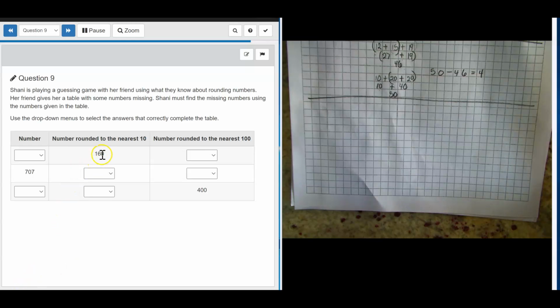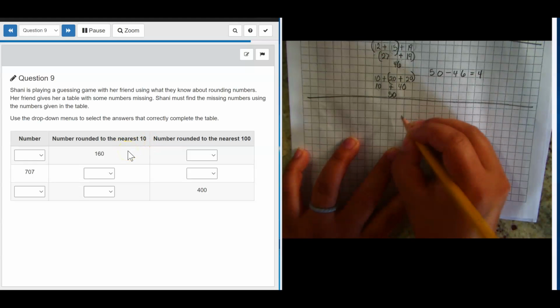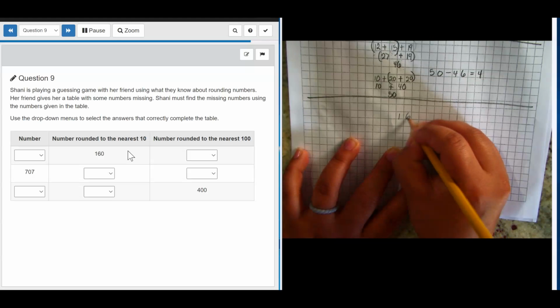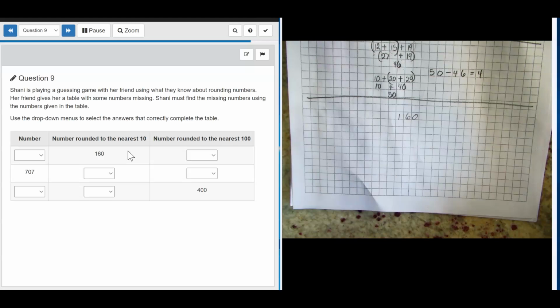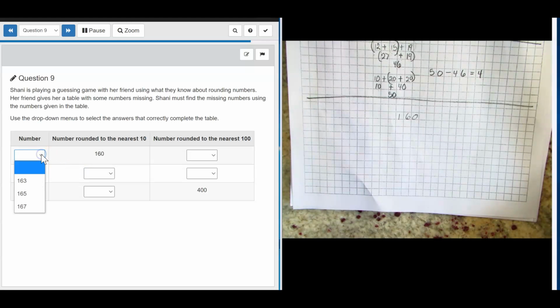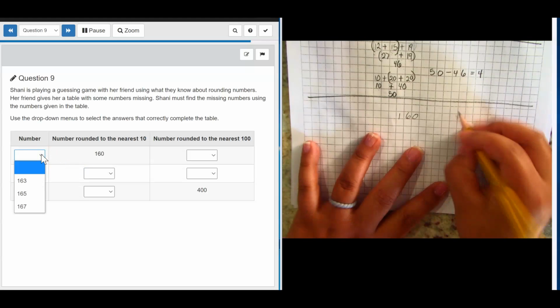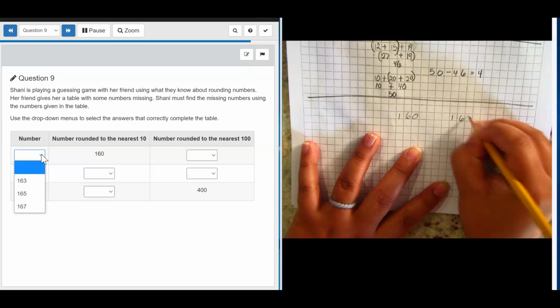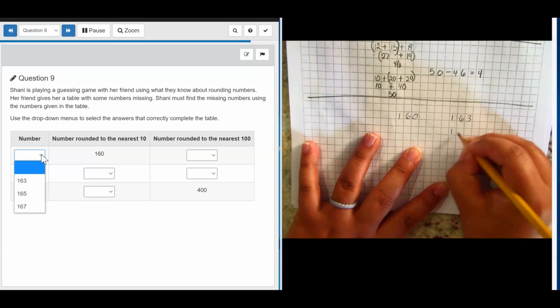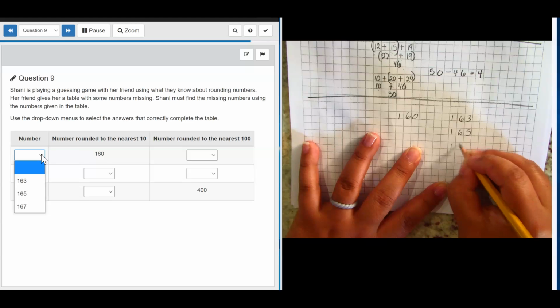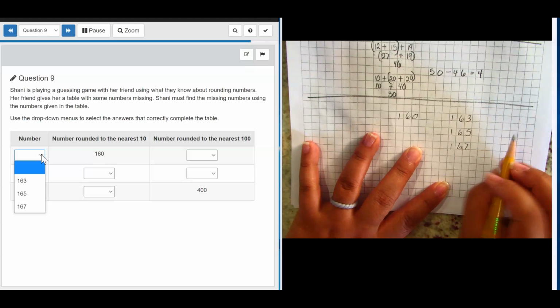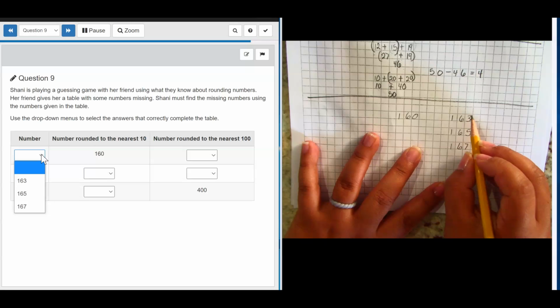Let's begin with 160. This number is already rounded to the nearest 10, so I'm going to write it over here on my paper: 160. Let me look at what numbers they have. They have 163, 165, and 167. As said before, I am rounding to the nearest 10.